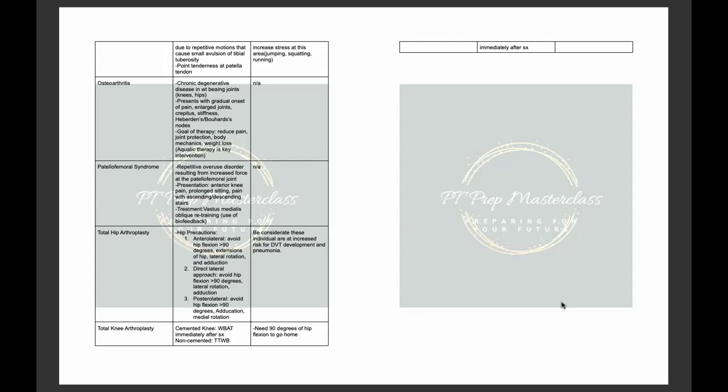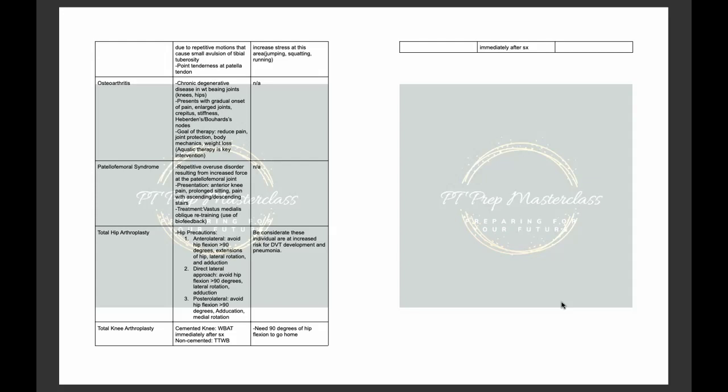Osteoarthritis is a chronic degenerative disease, and typically this is going to occur in the weight-bearing joints, remember. So gradual onset in large joints. The goals of therapy, typically if somebody's coming to your clinic for OA, is just going to be to reduce their pain. So we may introduce some modalities. Again, joint protection, body mechanics, weight loss, aquatic therapy could be key. So some of those key attributes that we talked about previously would be important at this time.